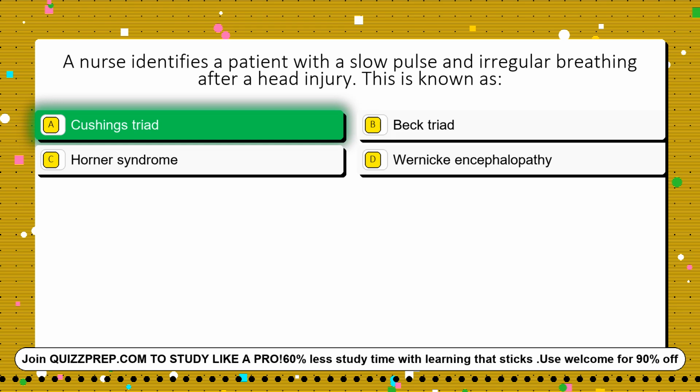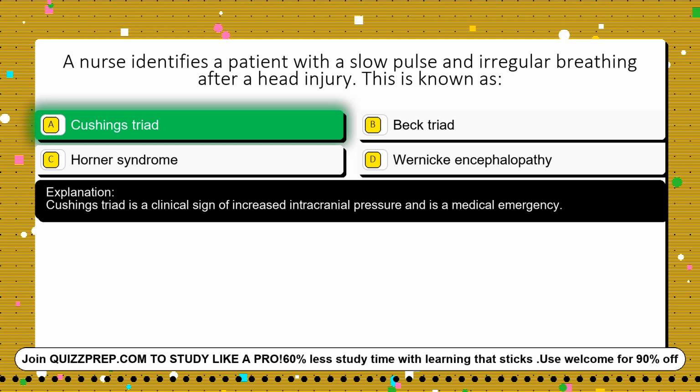The correct answer is option A, Cushing's triad. Cushing's triad is a clinical sign of increased intracranial pressure and is a medical emergency.